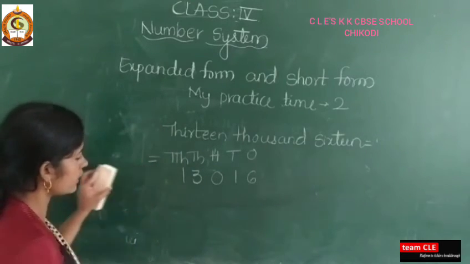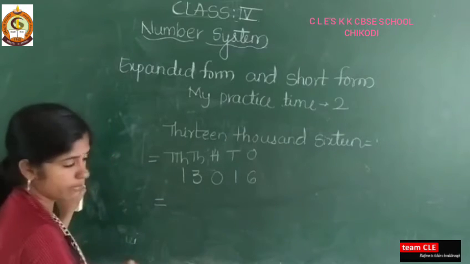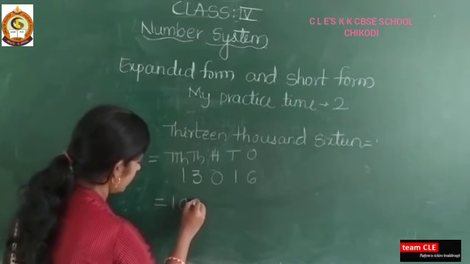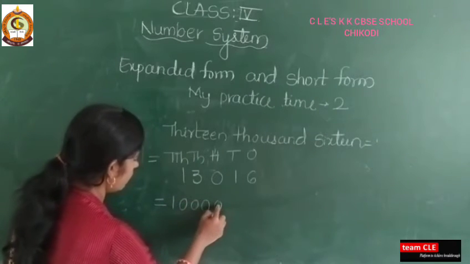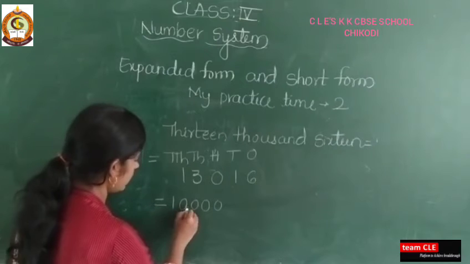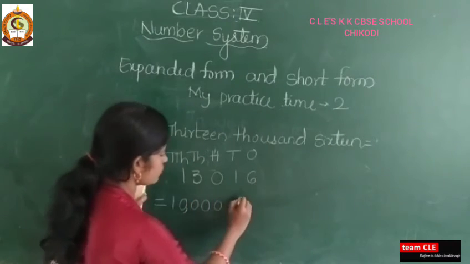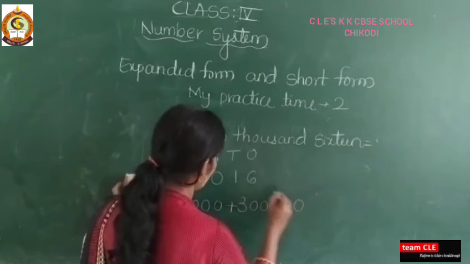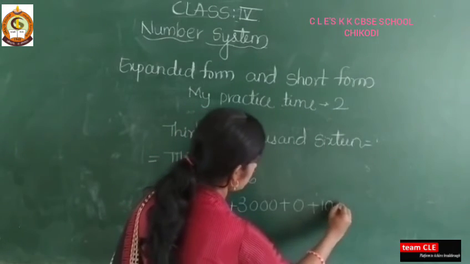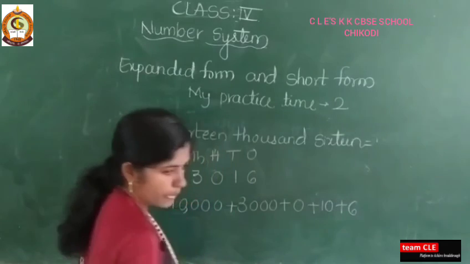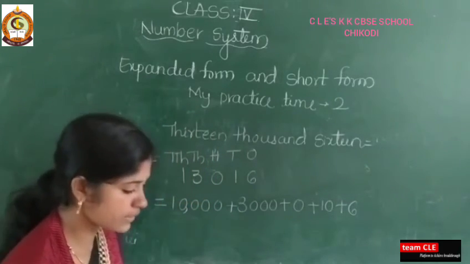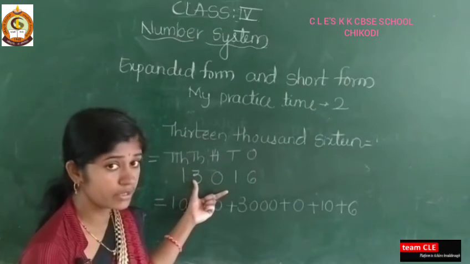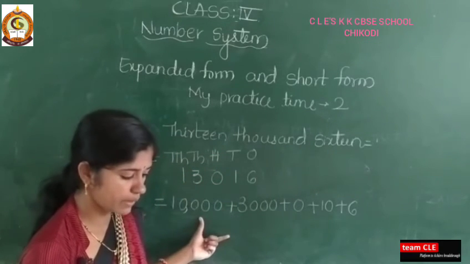So here they gave it in words, and I wrote in numerals. Now you have to write its expanded form. 1 is there in 10,000 place, means you write here 10,000. Next 3 is there in 1000 place, 3,000. Then 0 hundreds means you write 0, 1 tens means 10, 6 ones means 6. Understood? So here they gave in words, you have to write in numbers, and again you have to expand the number.